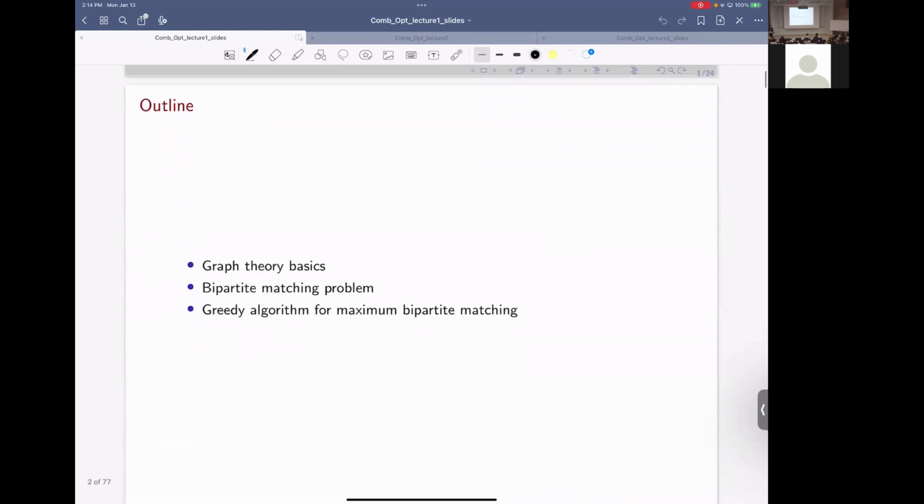Today let's start a bit easy. We're going to go through basic materials for graph theory, and then I'm going to introduce the bipartite matching problem. In lecture 1, I will explain a simple greedy algorithm that does not give you an optimal matching, but it will give you a nice approximation algorithm for the matching problem.